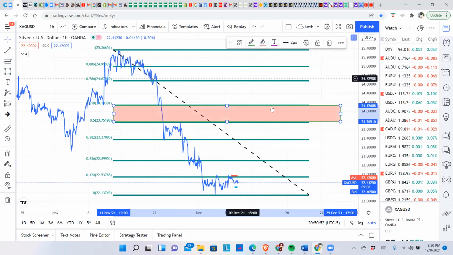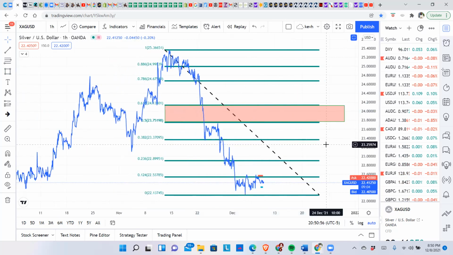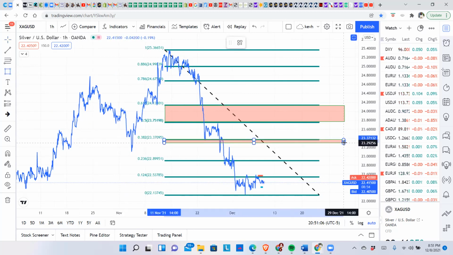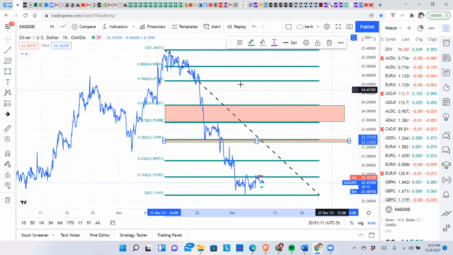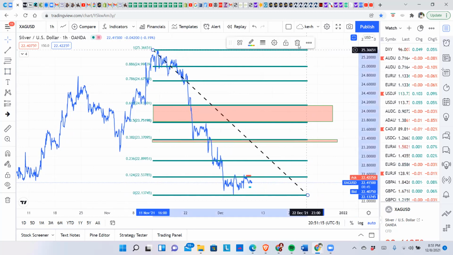Because I'm expecting some kind of a reaction to the downside, I'm going to do that. Okay. I'm also going to keep this in mind. Okay. And I'll take out my Fibonacci.